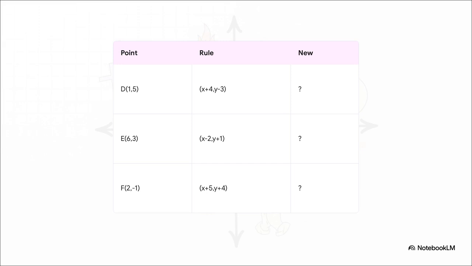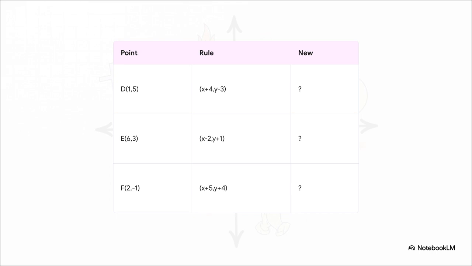For point D, starting at (1, 5), we're applying the rule x plus 4, y minus 3. Go ahead and mentally add 4 to that one and subtract 3 from the 5. What do you get? Okay. Now for point E at (6, 3), apply x minus 2, y plus 1. Have you got it?